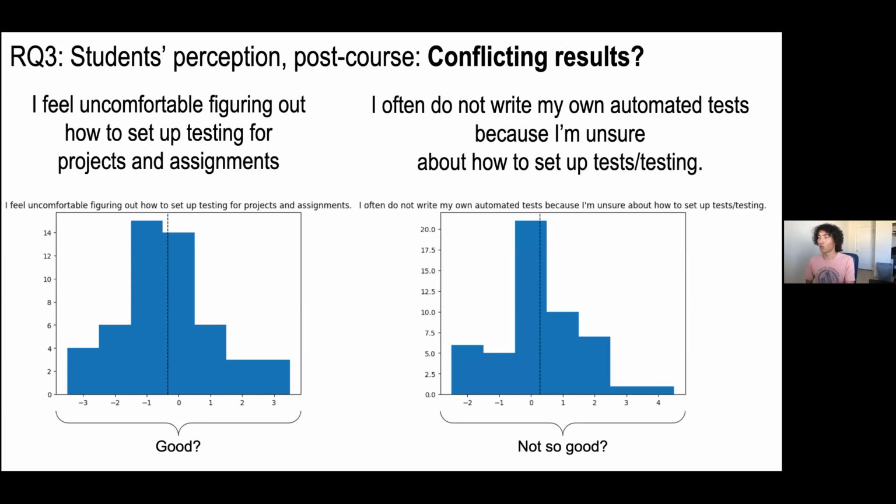On the other hand, we had movement in the other direction, where it looks like students became more uncomfortable writing tests because they weren't sure how to set up tests and testing. And a potential explanation for this is that in responding to the second statement, students might have been reflecting on their previous behaviors instead of reflecting on their current behaviors, and highlights an issue with wording that we talk about in threats to validity.